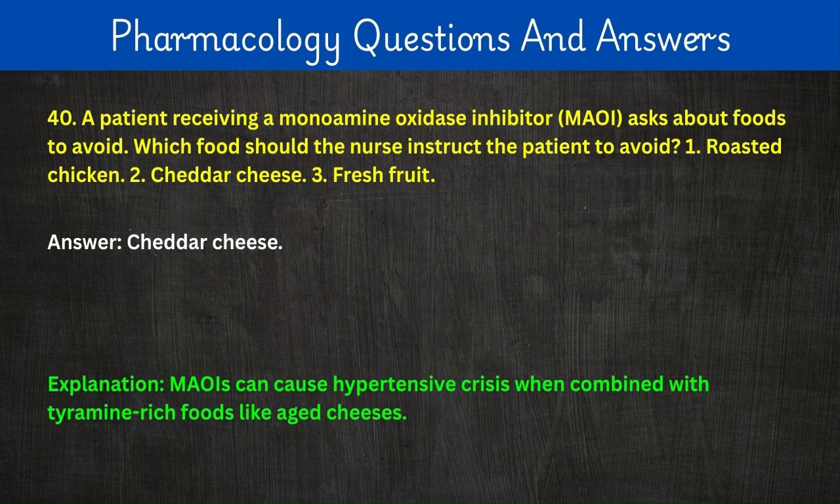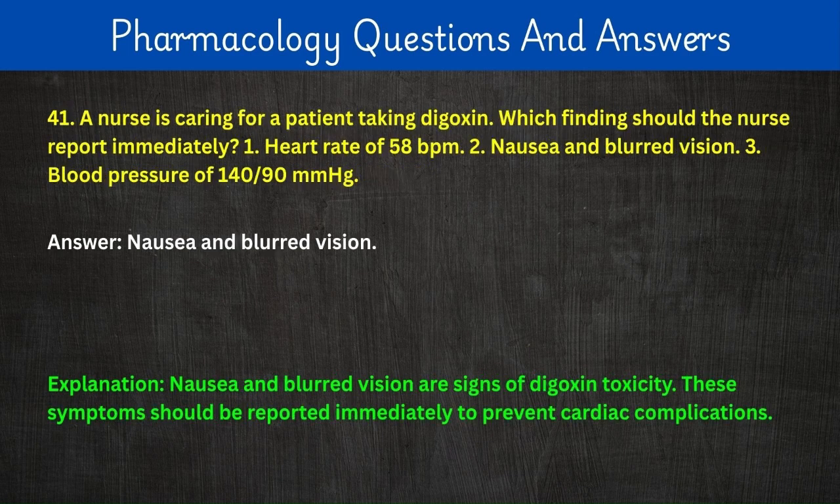40. A patient receiving a monoamine oxidase inhibitor, MAOI, asks about foods to avoid. Which food should the nurse instruct the patient to avoid? 1. Roasted chicken. 2. Cheddar cheese. 3. Fresh fruit. Answer: cheddar cheese. Explanation: MAOIs can cause hypertensive crisis when combined with tyramine-rich foods like aged cheeses.